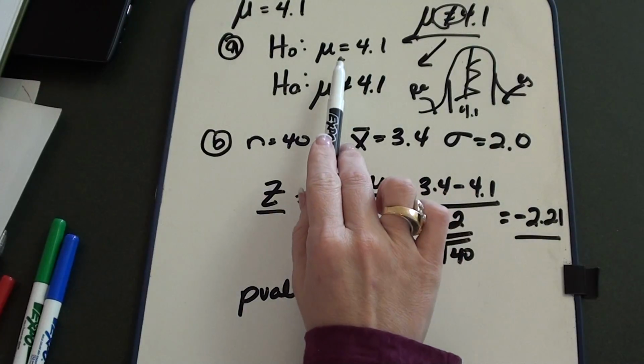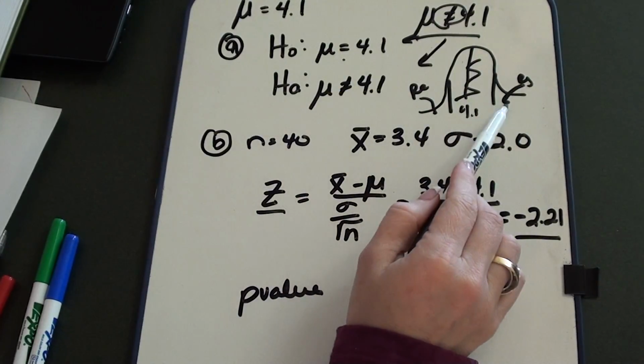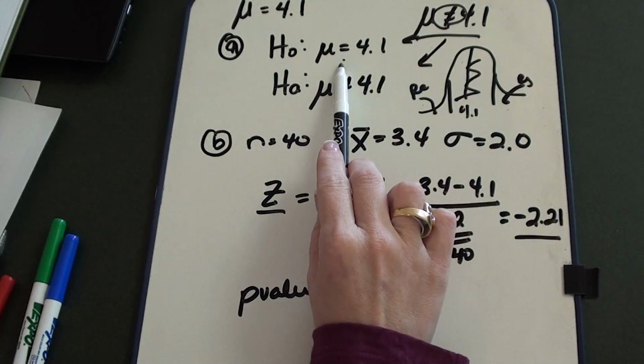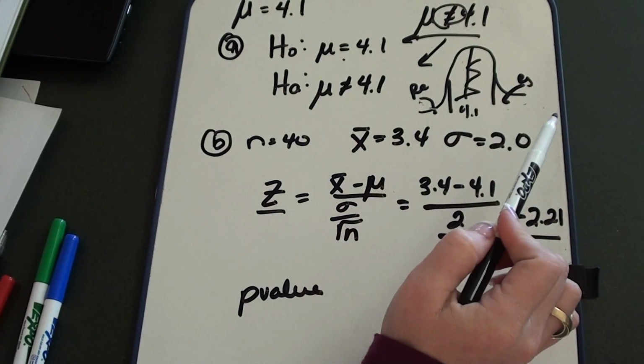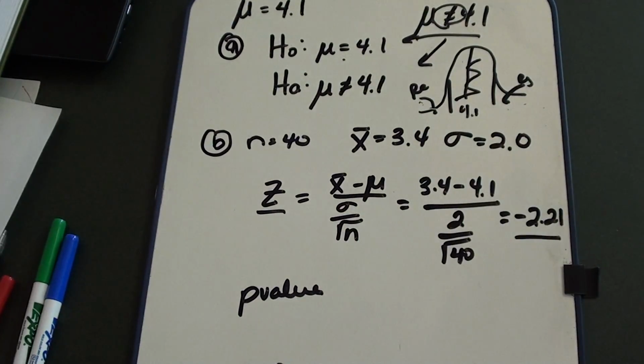If this had been greater than or equal to or less than or equal to, we would have just had a one-tailed test. But with equal to, you don't want it greater than, and you don't want it less than. You want rejection regions on both sides, so we have to use a two-tailed test.